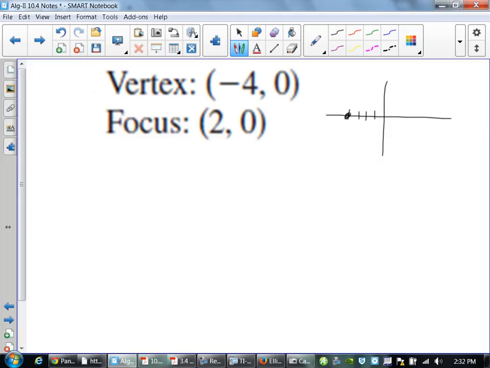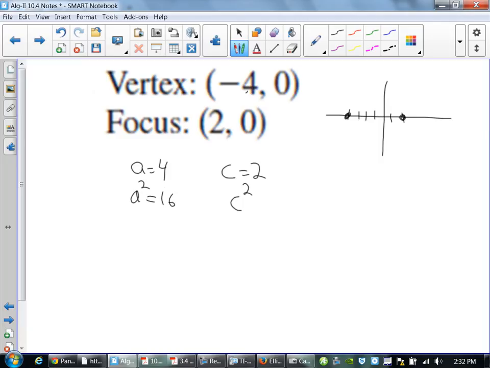So if my vertex is going left and right, that means it's going to be stretched left and right. Therefore, my A value is what? Under the 4. It's going to be under the x. Good. So my A value is 4. My focus is at 2. So the distance from the center to the focus is 2. Is it A, B, or C? C. So C is 2. Well, A squared is 16.